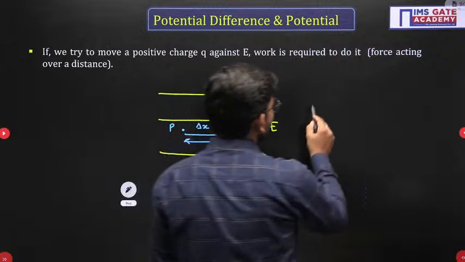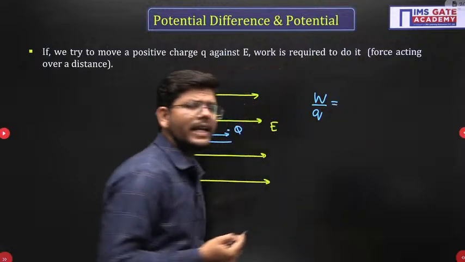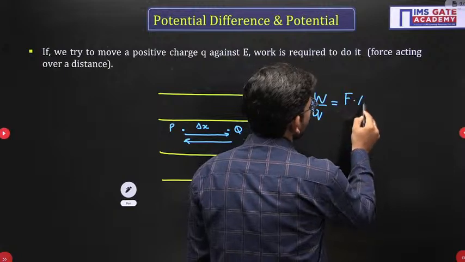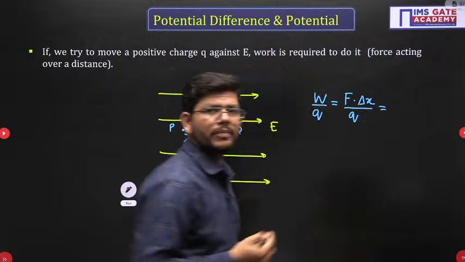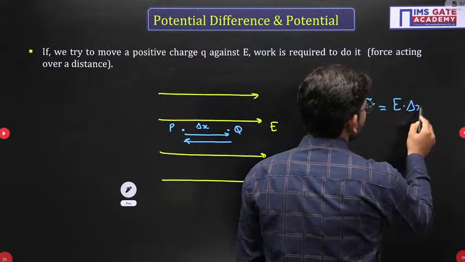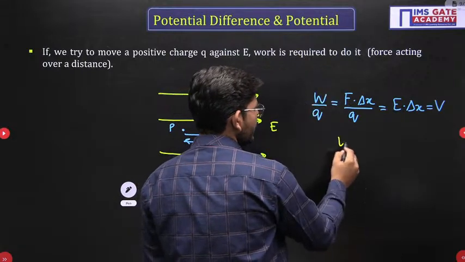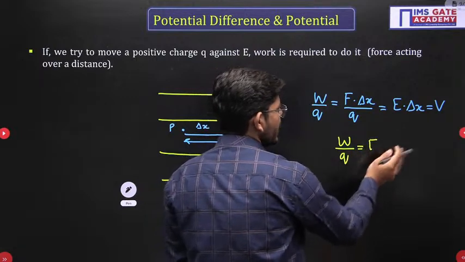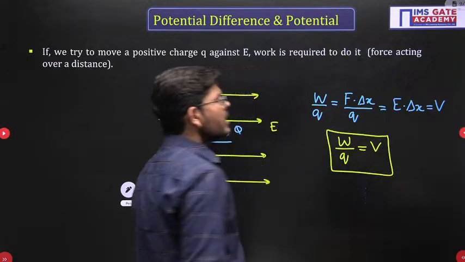So if I calculate something called work done per unit charge, how can I write the work? Work is basically force into distance. How much distance have we moved? Del x, divided by Q. Now what is F upon Q? Force upon Q is the electric field intensity. So we can write it as E dot del x. And this quantity, E dot del x, is known as V. So ultimately what we have calculated is that work done per unit charge is equal to V, and that V is known as the electric potential.